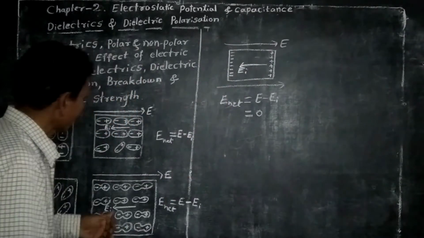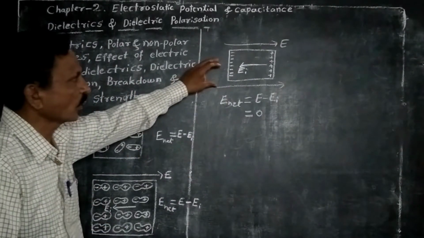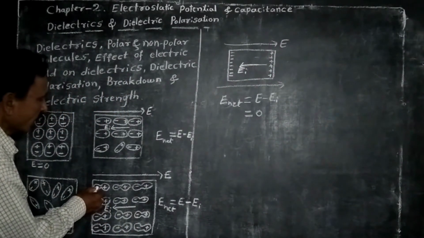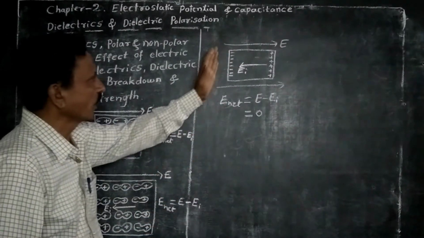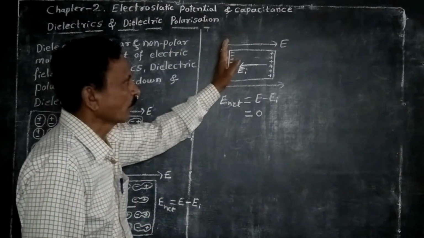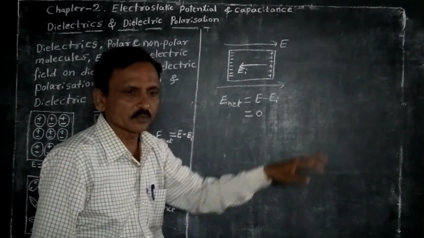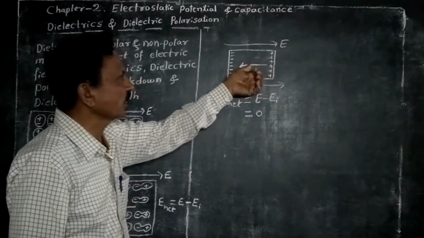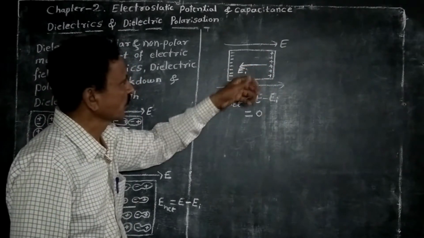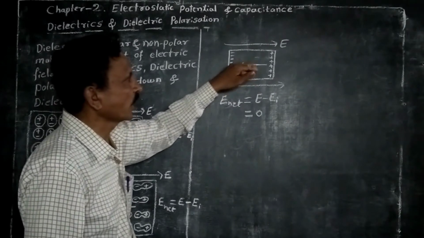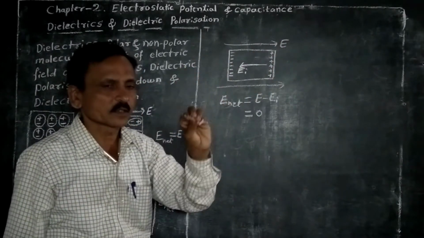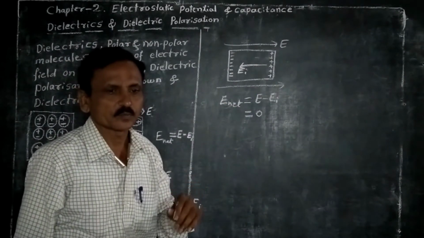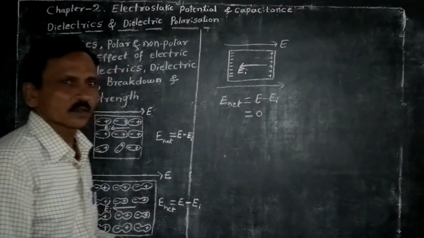And similarly, at a certain maximum value of external electric field, negative charges are detached from the molecule and they accumulate on one face, and the positive charges on the other face. As a result, an opposite electric field is induced. It is equal in magnitude and opposite in direction to the external electric field. Hence the net electric field is equal to 0. Clear?